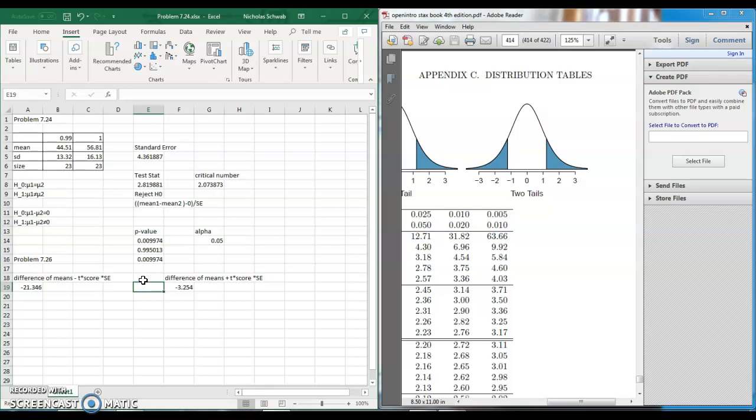All right, and that is how we go about doing a 2-sample mean t-test. Difference of 2 sample mean t-test.